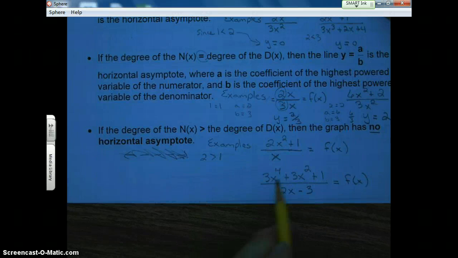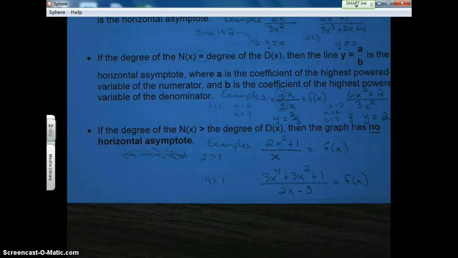Okay, so let's look at this one. 4 is greater than 1. The degree is 4, the degree is 1, so there's no horizontal asymptote. So those 3 rules, guys, you have to memorize. So let's look at some examples.